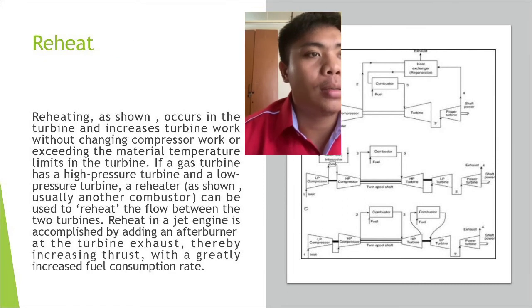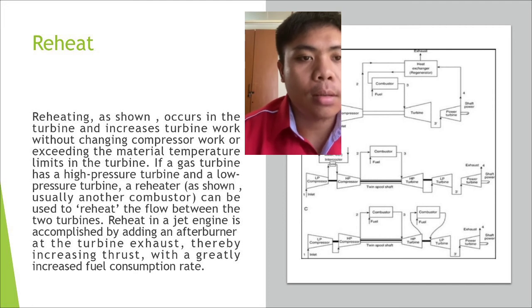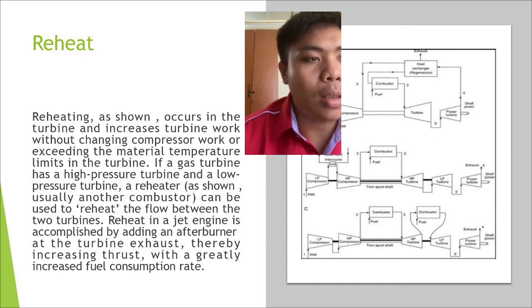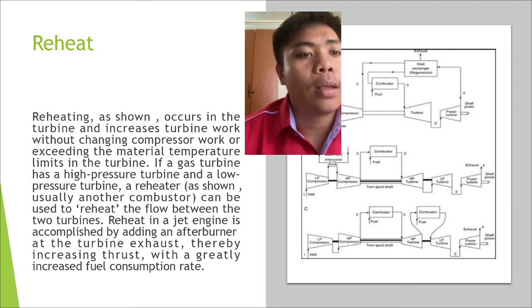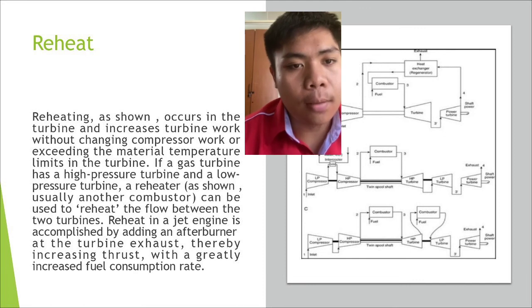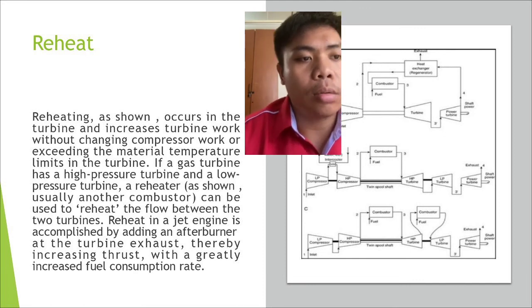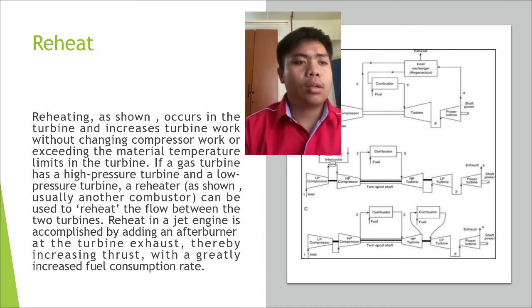The last one is the reheater. Reheating, as shown in figure C, occurs in the turbine and increases turbine work without changing compressor work or exceeding the material temperature limits in the turbine. If a gas turbine has a high pressure turbine and a low pressure turbine, a reheater, usually another combustor, can be used to reheat the flow between the two turbines. Reheat in a jet engine is accomplished by adding an afterburner at the turbine exhaust, thereby increasing thrust with a greatly increased fuel consumption.